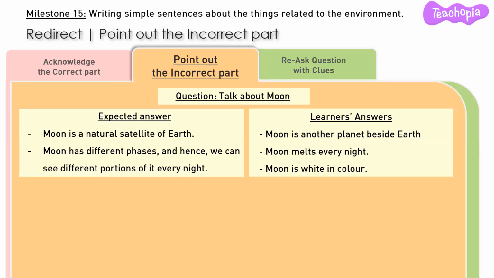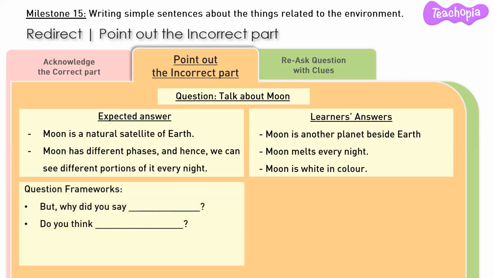So what do we do? We could always use sentence frameworks or question frameworks like this, which says, but why did you say dash? Do you think dash? So what are we trying to do with asking these kind of questions? We're trying to make the learners realize the mistake that they have done by themselves through reflection, of course.